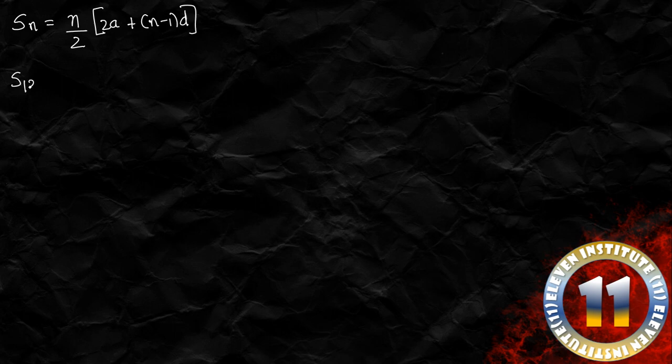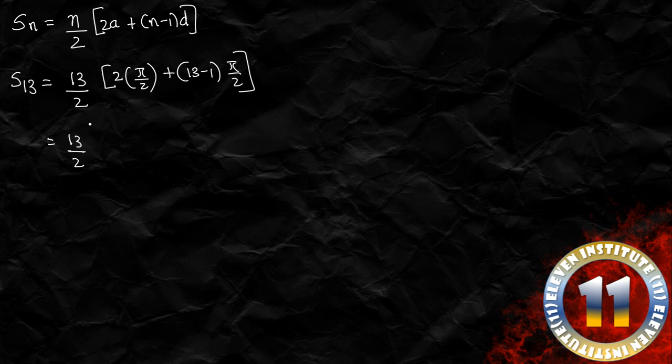Instead of n we shall write 13. So this is 13 upon 2 multiplied by 2 will be kept as it is. Instead of a we can write pi upon 2 plus again instead of n we will write 13 minus 1 and instead of d again we shall write pi upon 2. So we have substituted the values.